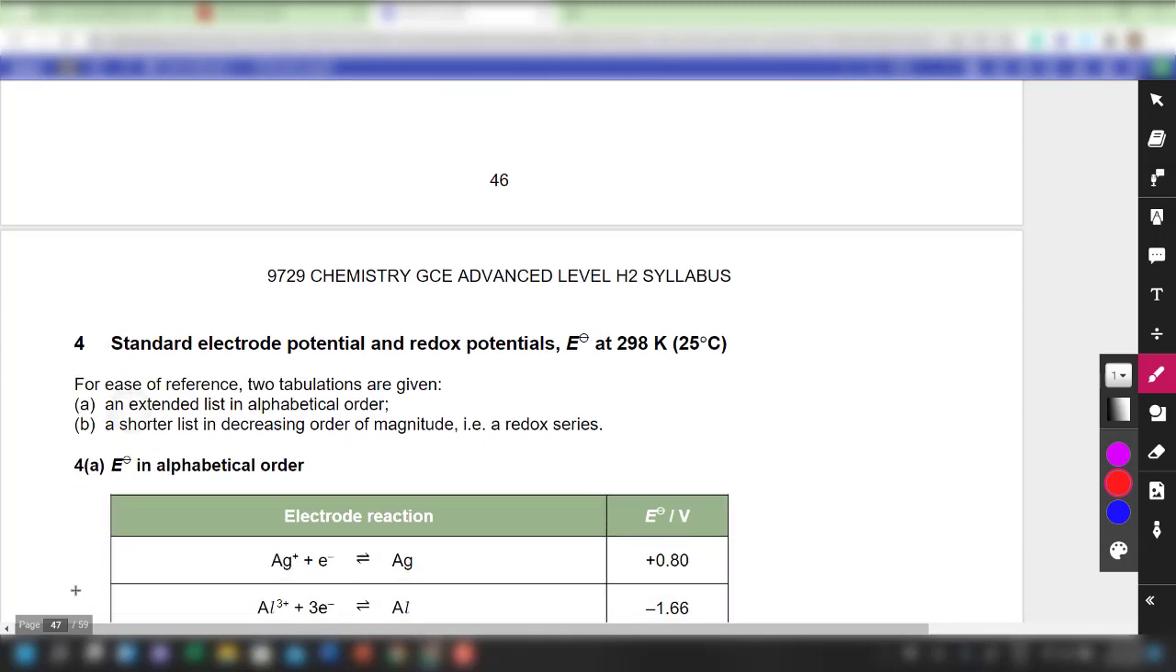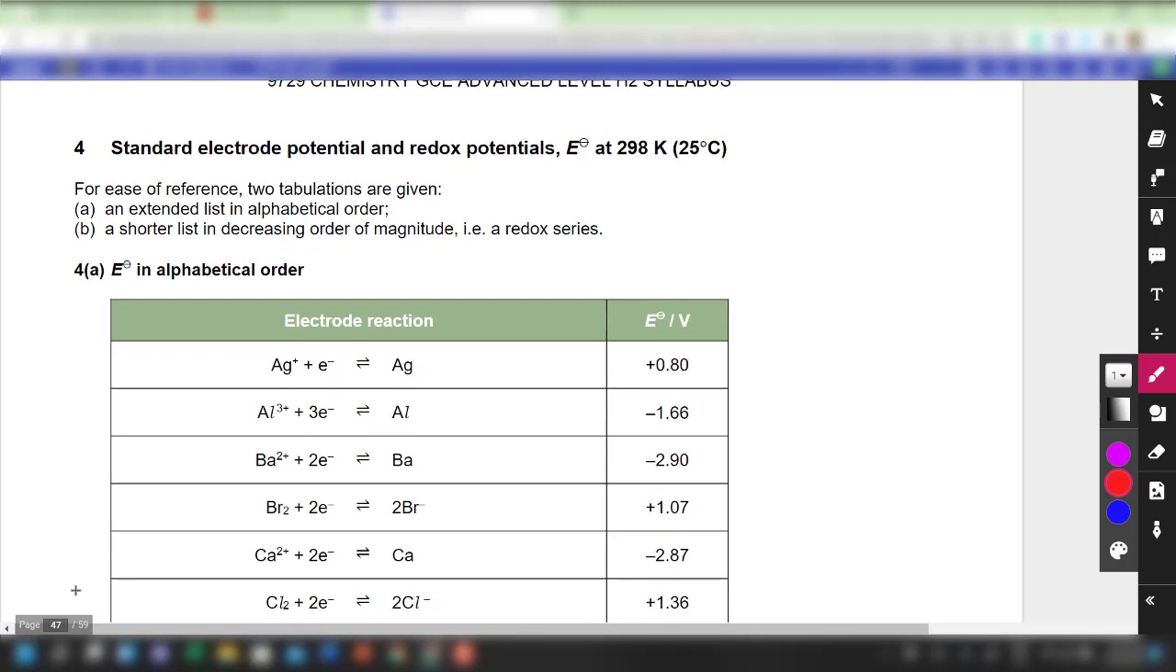Okay, so the fourth section will be on standard electrode potential and redox potential. Basically, you will learn more about them in JC2 under the topic on electrochem. Just take note that there are two columns. The first column shows you the reduction half equation.